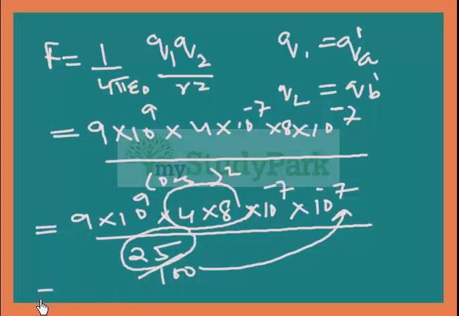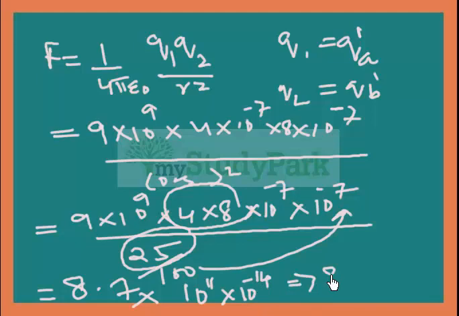And you get a value somewhere close to 8.7, and then the rest is up to the numerical. From a power perspective, you have 10^9 and 10^-7 and 10^-7 and 10^2, which is going up because of this 100. So you get 10^11 into 10^-14, which implies you get somewhere close to 8.7 × 10^-3.